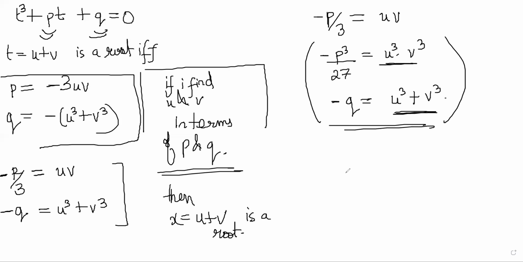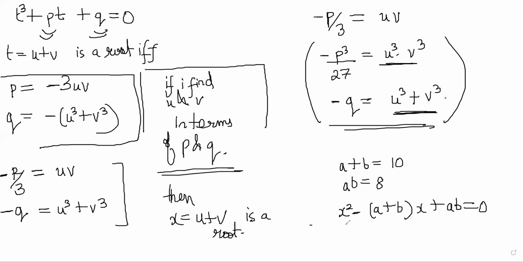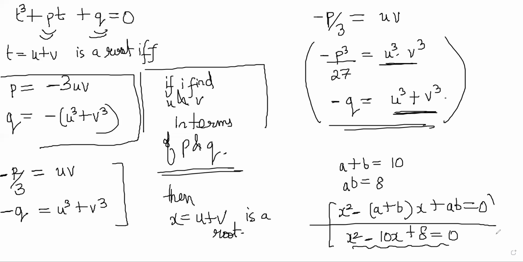What I mean by that is this: suppose you know a plus b is equal to 10 and you know ab is equal to 8, right? Then you can always say that a and b are roots of this quadratic. So a and b will be roots of x square minus 10x plus 8 is 0, right? So you can always find x. What is the root here? So a and b can be easily found if you know the sum of two quantities and the product of two quantities.